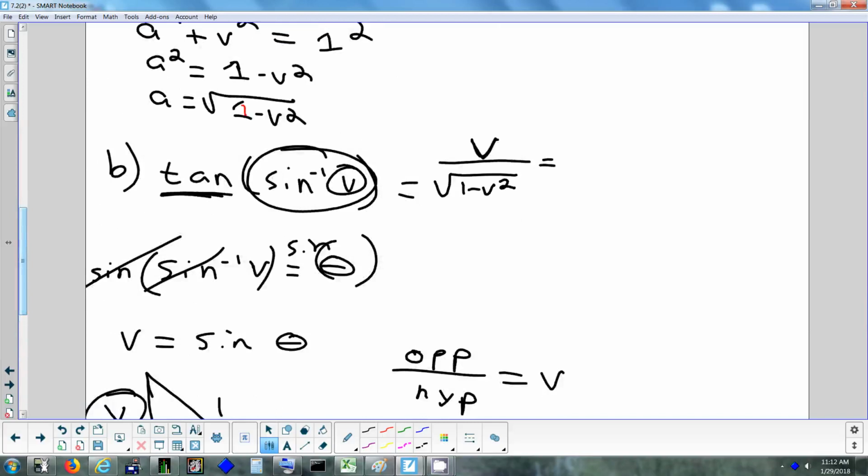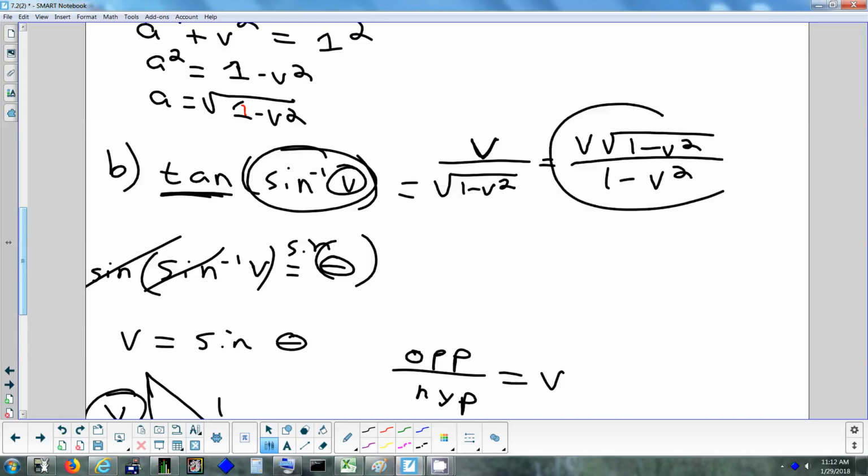Now, one thing they might do here is generally they don't leave square roots in the bottom. So you can multiply top and bottom by the square root. If you did that, you would have this: v times the square root of 1 minus v squared over 1 minus v squared. That's how you can fix it and not leave the square root in the bottom. Multiply the top by square root 1 minus v squared, multiply it in the bottom. When you multiply it in the bottom, the root just disappears. Any questions up?